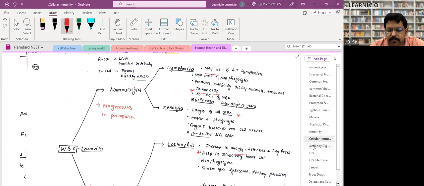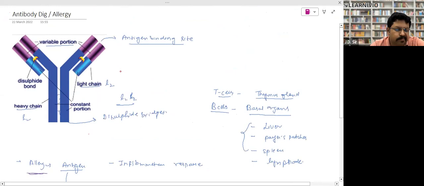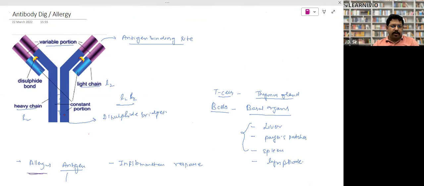Now antibodies, so this is the structure of an antibody. This is the cartoon diagram. The blue color is the heavy chain, and this one is the light chain, right? This is the antigen binding site. From here, it binds the antigen and destroys it, right? There are two light chains, called L2, and two heavy chains, called H2. So it is also represented by H2L2, right?